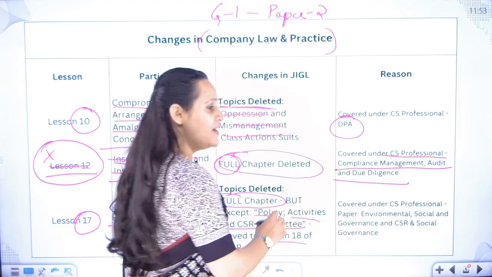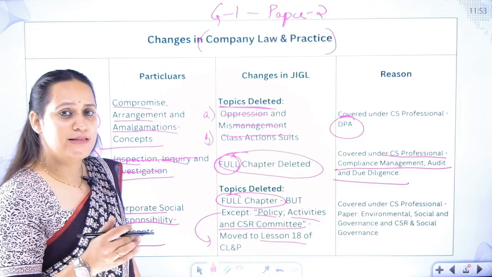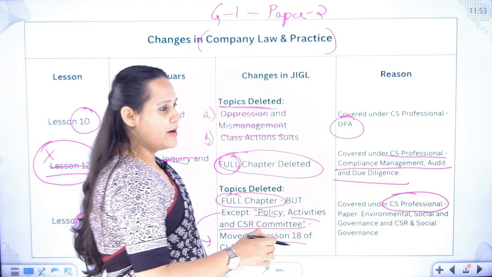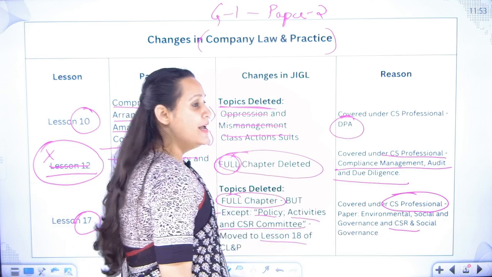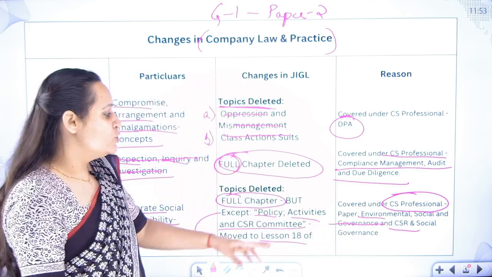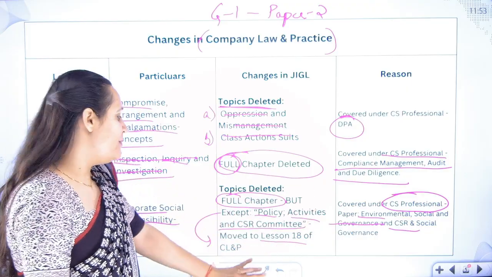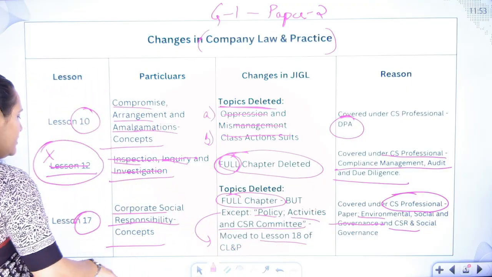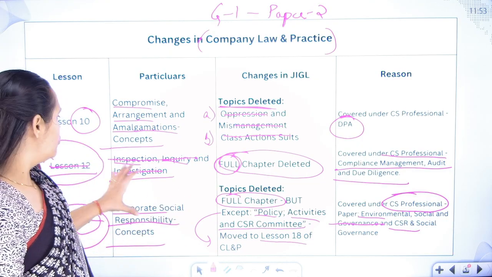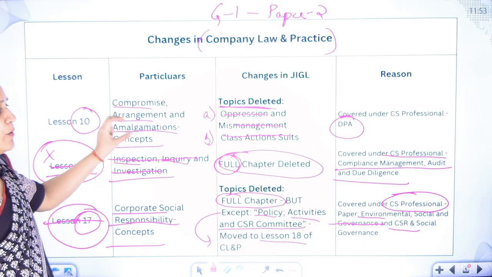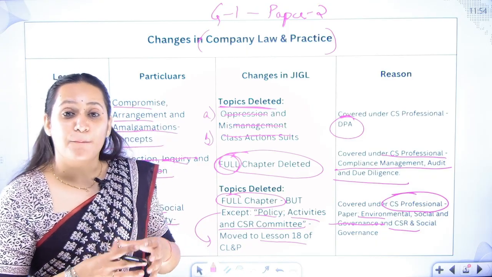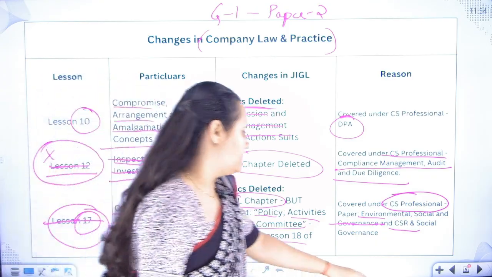So, it is covered. Why have they deleted this CSR chapter from the CS executive program? Because we have an exclusive paper in CS professional program which is CSR and social governance. In addition to that, it is also covered under the ESG subject. So, it is covered under 2 areas in professional program. So, they have decided to delete this entire chapter from the company law syllabus. So, even in company law, 2 chapters have been deleted and some topics from lesson number 10 have been deleted. So, these are the changes for company law, law and practice.